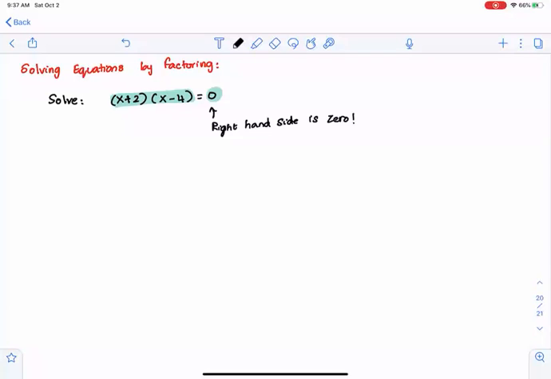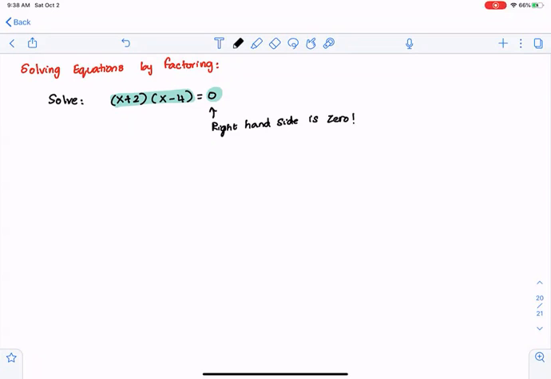A most common mistake that people tend to make is to apply factoring, finding the solution directly from the factors, when the right-hand side is not 0. The right-hand side has to be 0. So how do we solve?